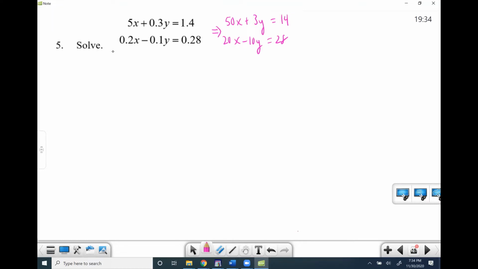It doesn't matter what we get rid of on this one. They're both equally hard. Do you guys want to get rid of the x's or the y's?